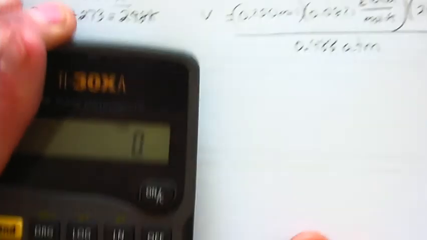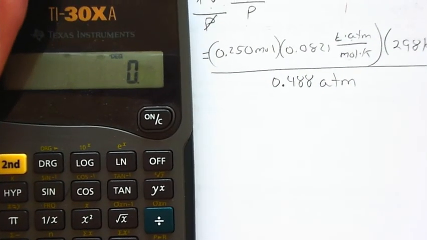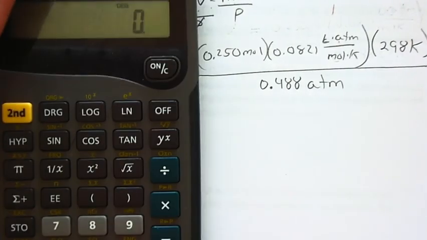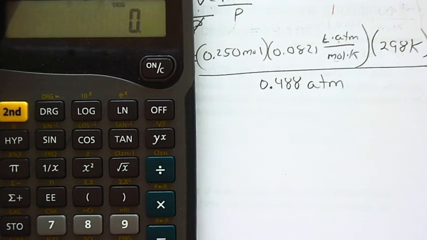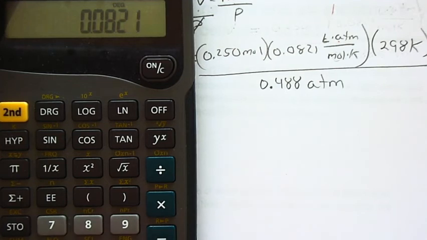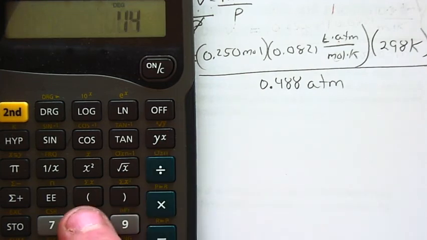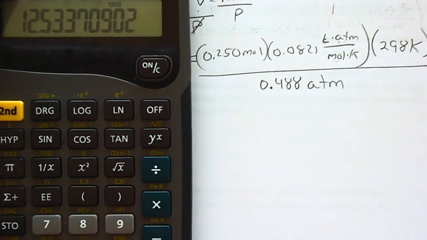Now, when I do my calculations using my calculator, if the number's on top, I multiply. If it's on the bottom, I divide. So, I go 0.250 times 0.0821 times 298 divided by 0.488 equals.